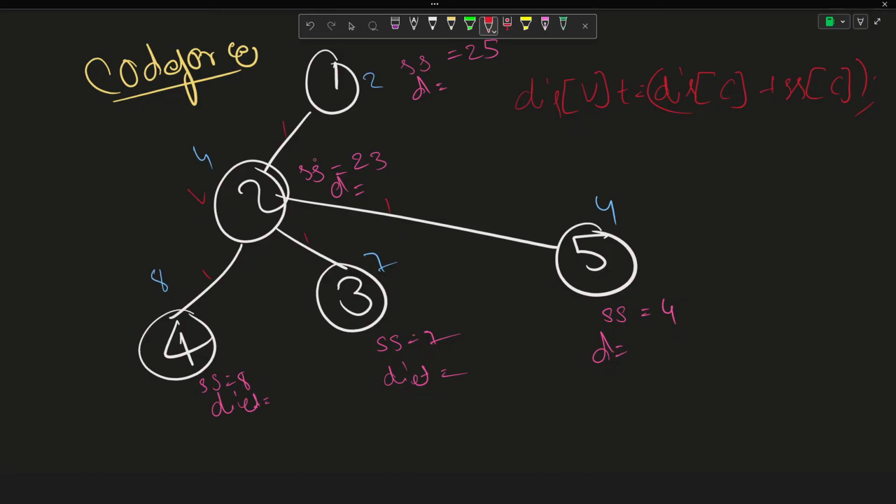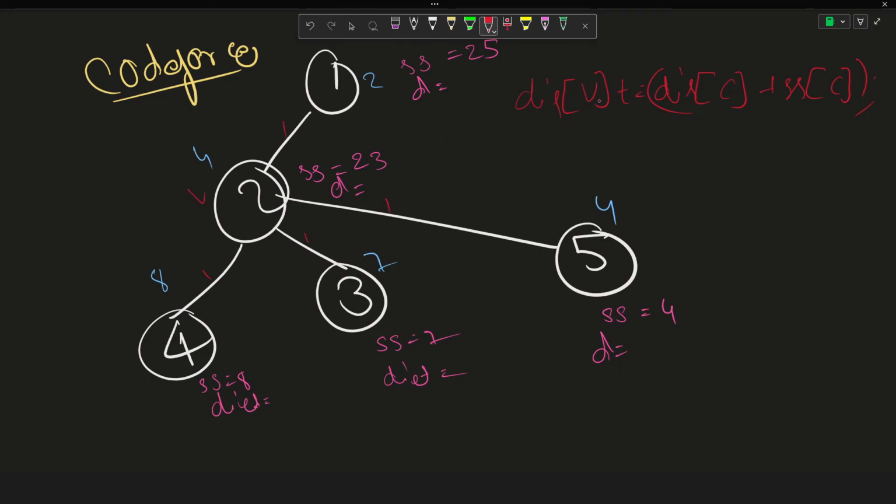So this is the Codeforces example type. I've taken this by myself. So let's see how that same formula will work here also. Suppose we have done the DFS call and currently we are standing at this node 2. So this is our V, right?